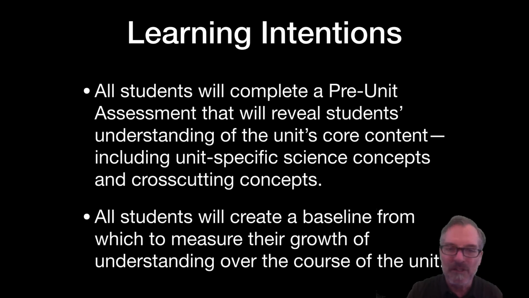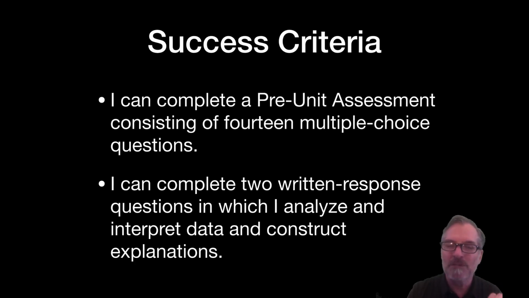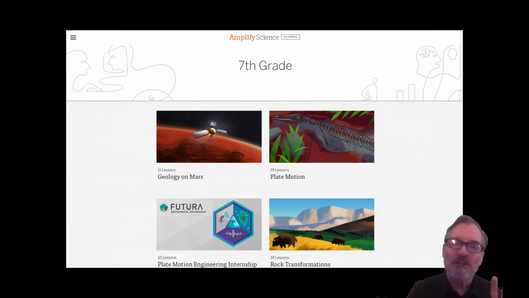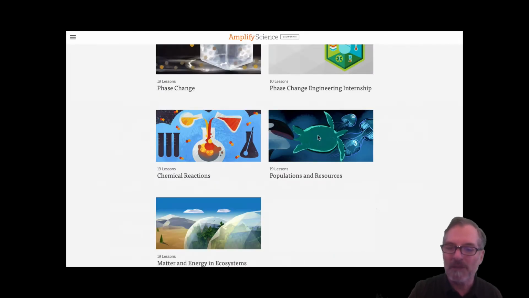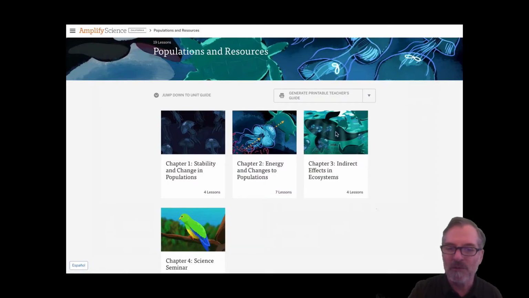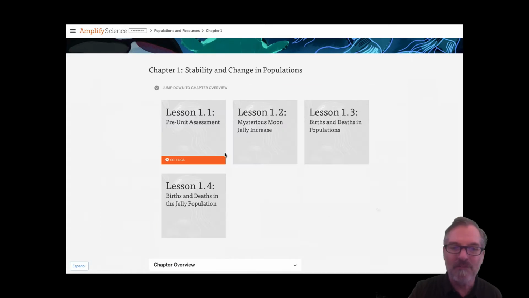Remember, we're doing our Amplified Science. Here's our learning intention and success criteria. We started out with a pre-unit assessment just to see where you're at. We use Clever, and then from there we click on populations and resources, and it'll show you we've got 4 chapters. We're on chapter 1, which has 1.1, 1.2, 1.3, 1.4.